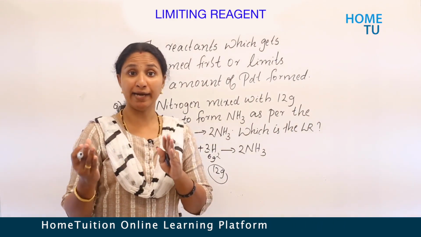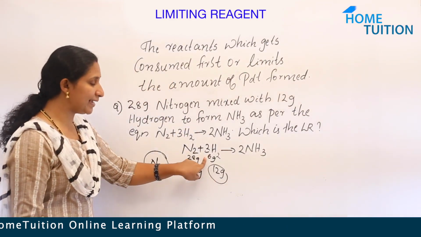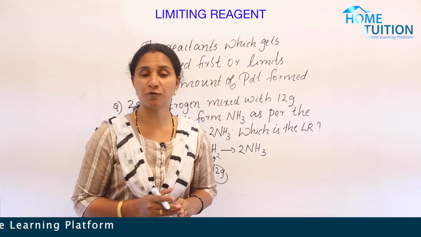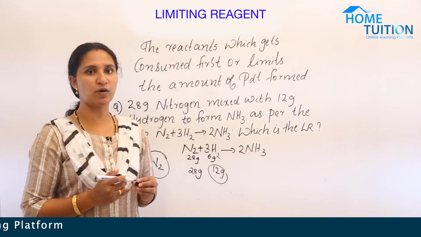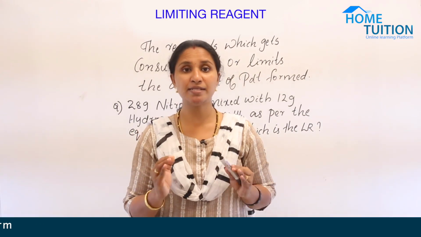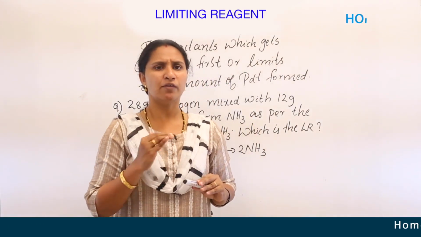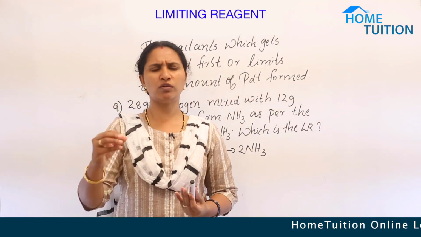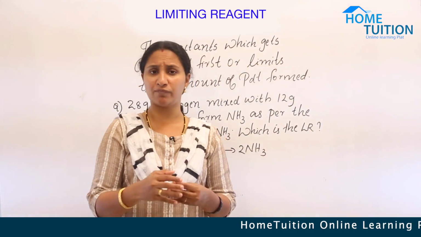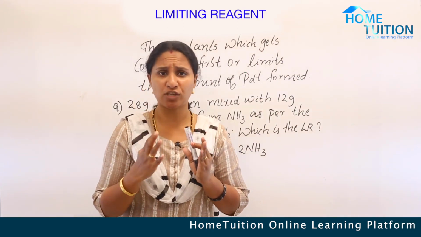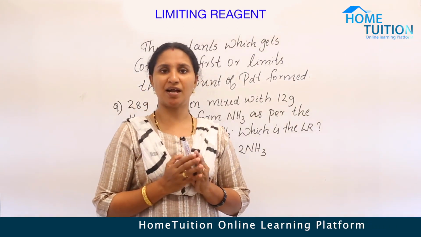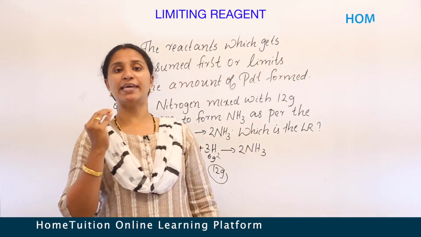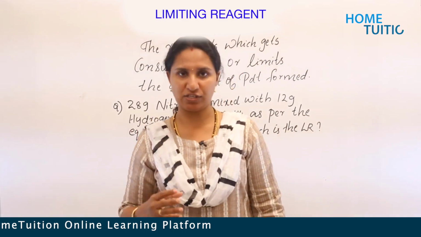And what's the amount of hydrogen left out? Yes, 12 minus 6. What's the answer? 6 gram. Is it clear? These are the types of questions based on limiting reagent. Once more, the limiting reagent means the reactant which is consumed first, or which completes first, or which limits the rate of a reaction, or limits a chemical reaction. That's called a limiting reagent. And from the balanced chemical equation, we can find the limiting reagent.